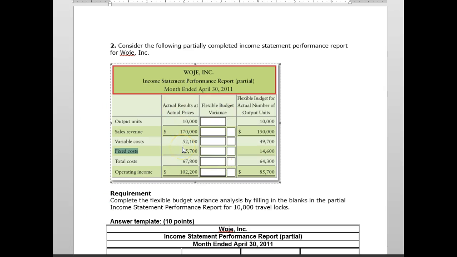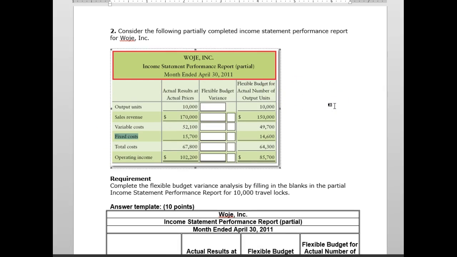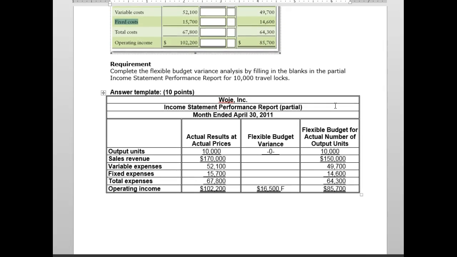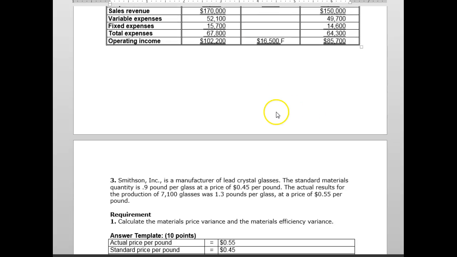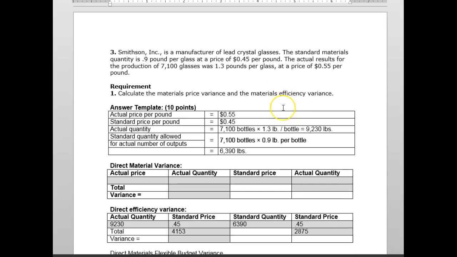your total expenses, which are these two, had an unfavorable, correct? But when you look at the operating income, we had a favorable, and that's because we had a larger sales revenue than we thought for the same amount of units. So you can kind of get a feel for it. Again, you have to really concentrate to see what you're doing here. And there's the form to fill out. I gave you what you're shooting for, I guess.